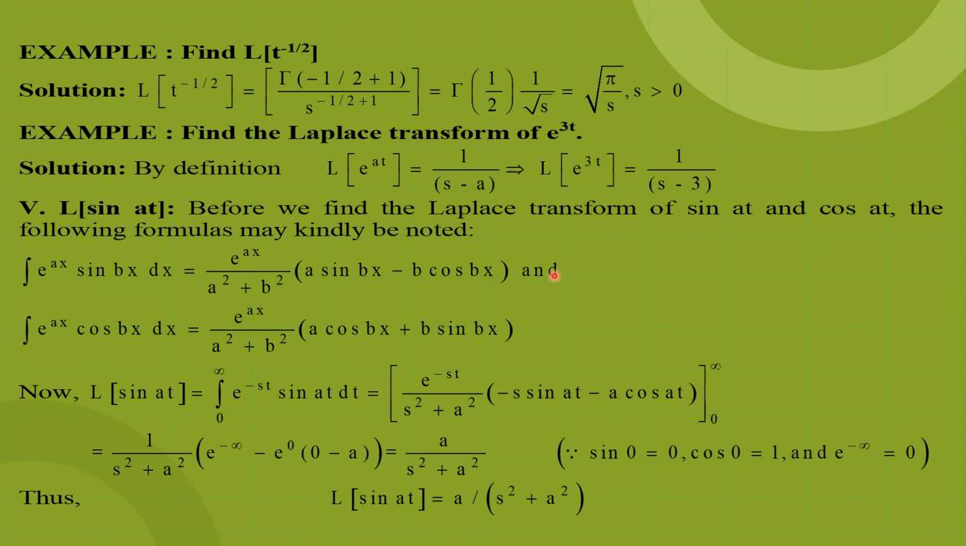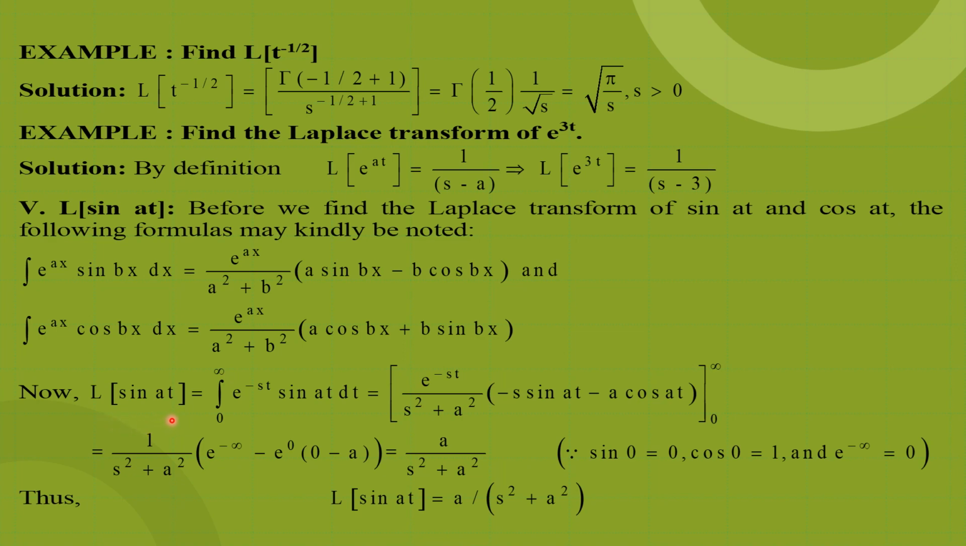Before finding Laplace of sin at, we must memorize these formulas. The integral of e power ax sin bx is equal to e power ax over a square plus b square, times a sin bx minus b cosine bx. The integral of e power ax cosine bx is equal to e power ax over a square plus b square, times a cosine bx plus b sin bx.